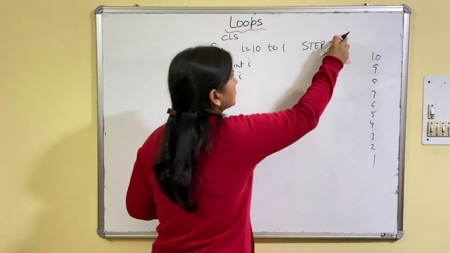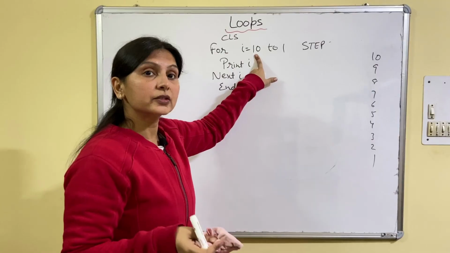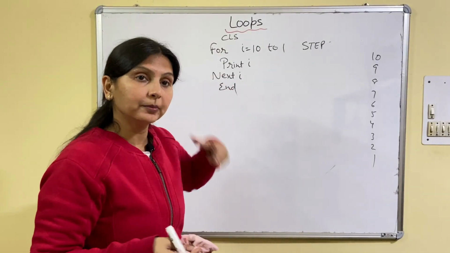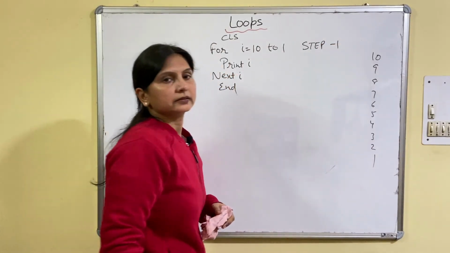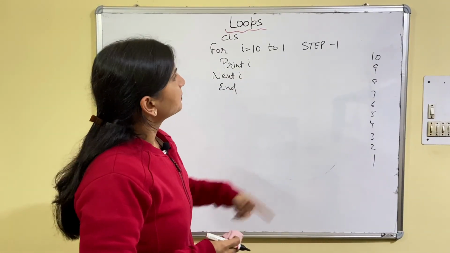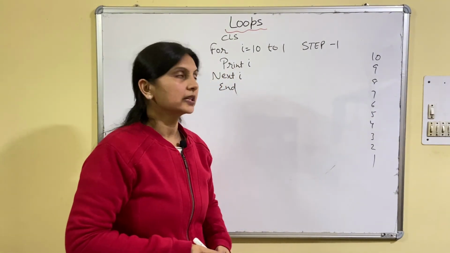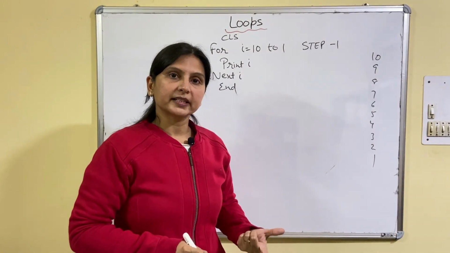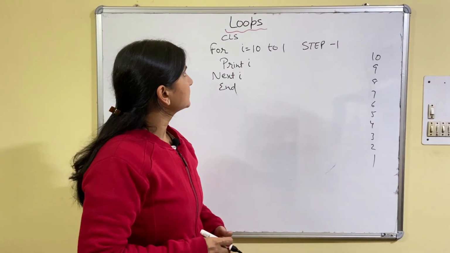Any changes in step here? What shall I write? If I write step 1 here, then value will be 10, 11, 12. That I don't need. What I want? 10, 9, 8, 7. Decrement. So step will be minus 1. So print I. It will print 10, 9, 8, 7, 6, 5, 4, 3, 2, 1. So it means we can give step value either positive or negative, both. I hope it is clear.